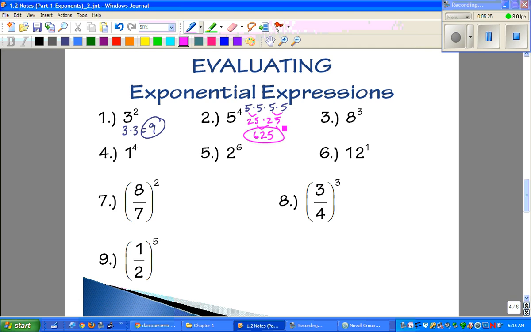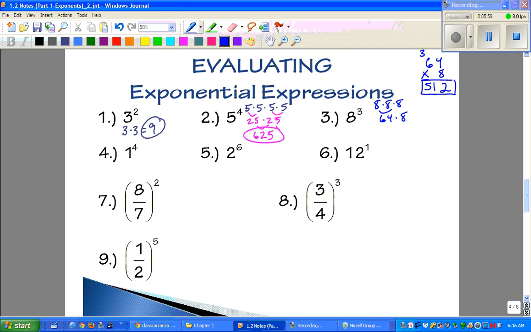Okay, number 3, 8 to the third. 8 times 8 times 8. If you break this down, 8 times 8 is 64. If you do not know what 64 times 8 is, I would just do that to the side and do it the old school way. 8 times 4 is 32. 8 times 6 is 48, plus 3 is 512.